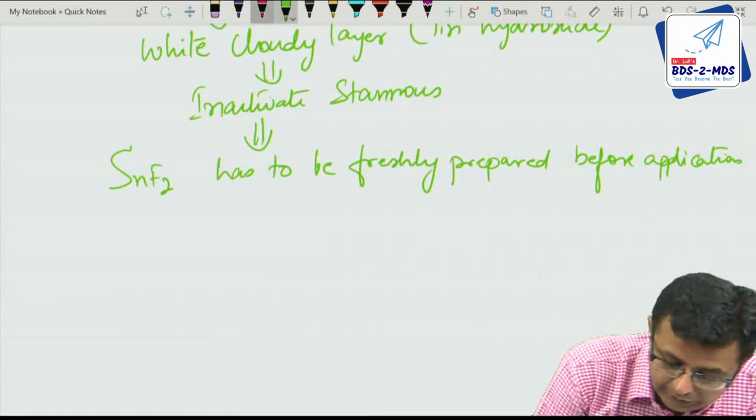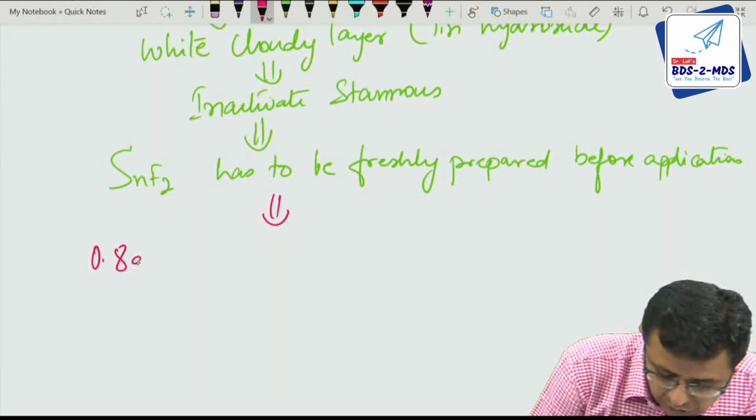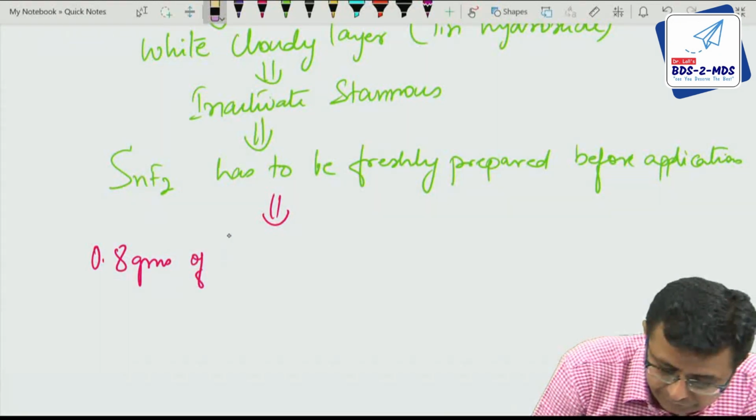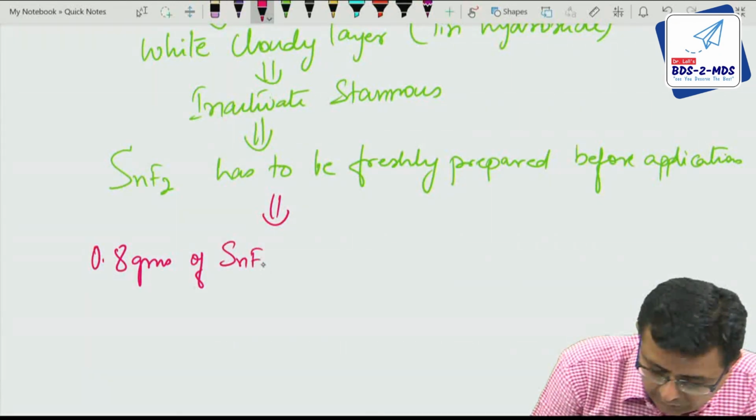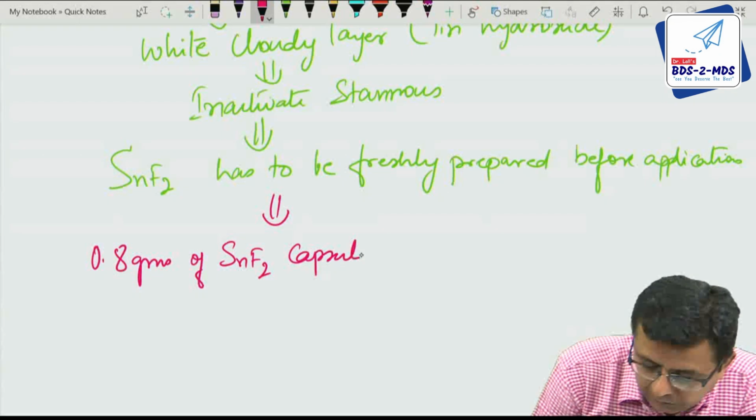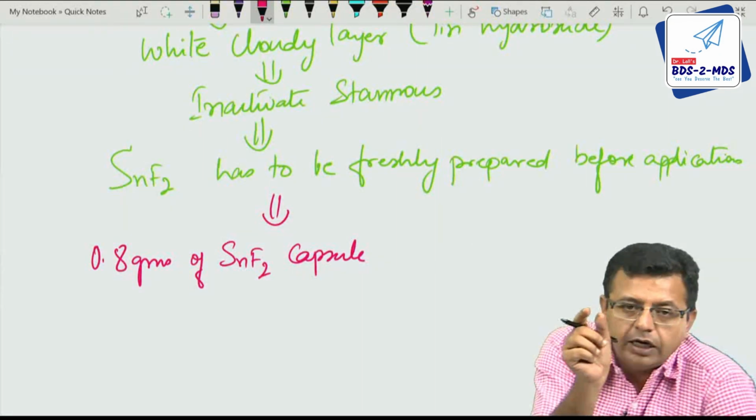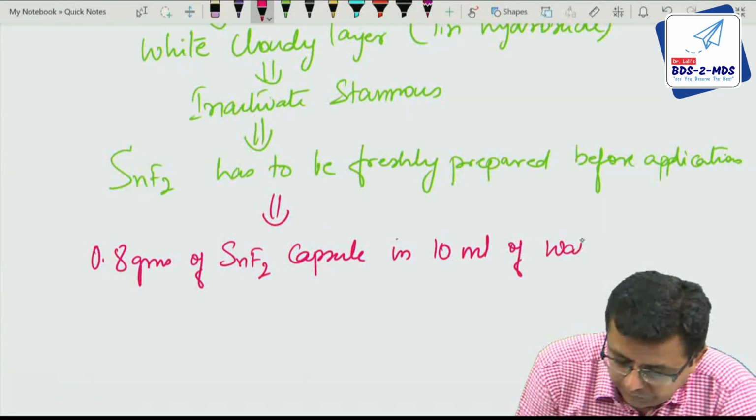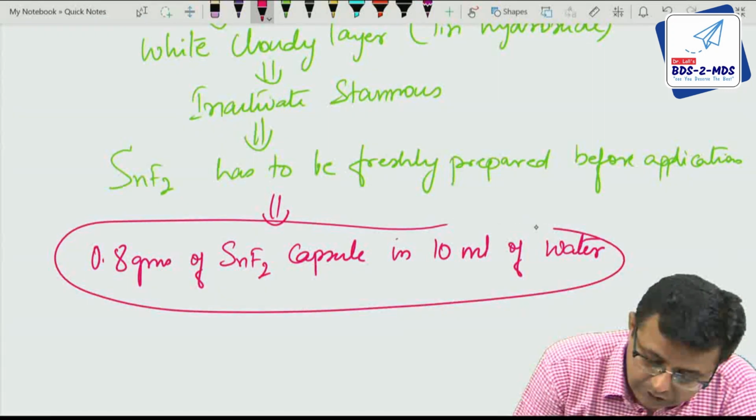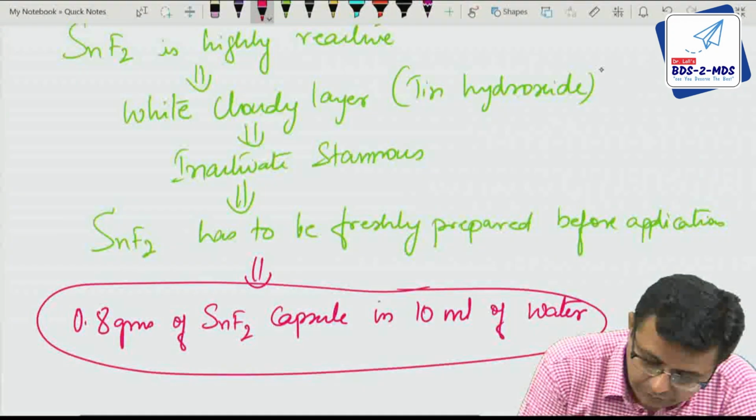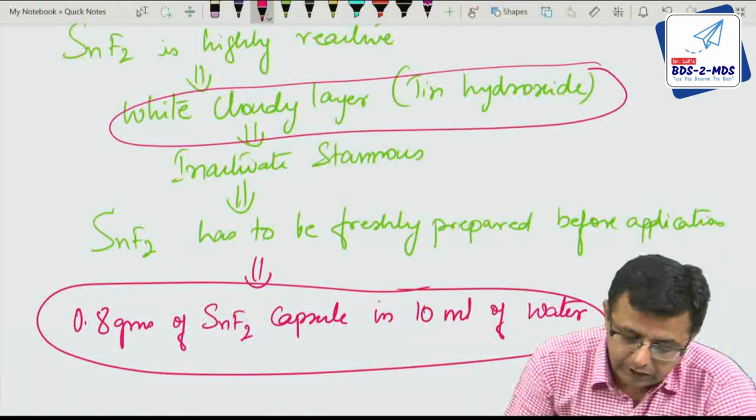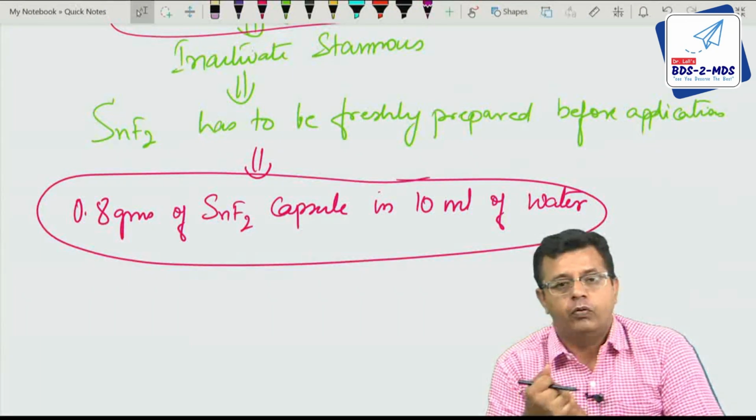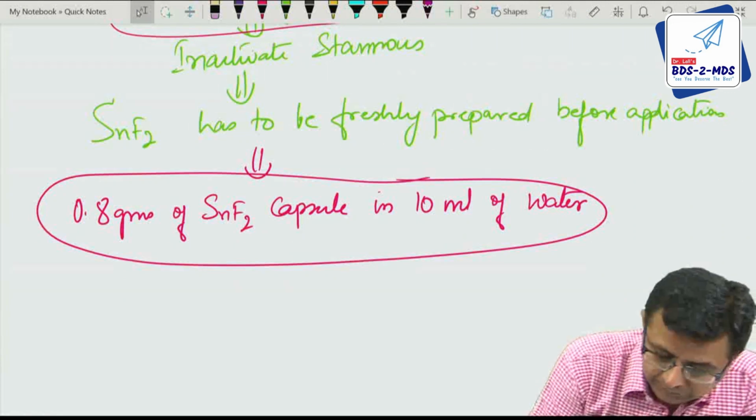Okay, how do you prepare that? It is prepared by adding 0.8 grams of stannous fluoride capsule. Now you get pre-measured capsules containing 0.8 grams or 1 gram in 10 ml of water. Because this is another important question for you. It forms a white cloudy layer containing tin hydroxide, hence it is freshly prepared. You prepare by adding 0.8 grams of stannous fluoride capsule in 10 ml of water. Next comes the mechanism of action.